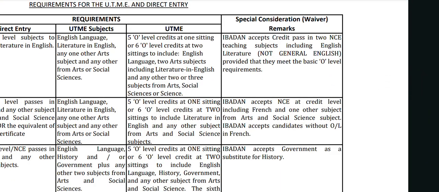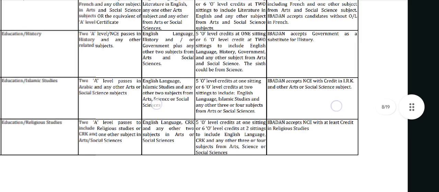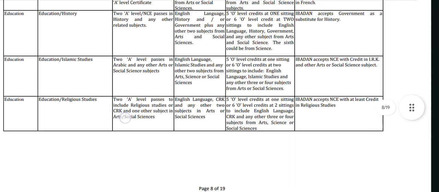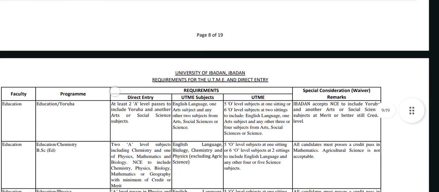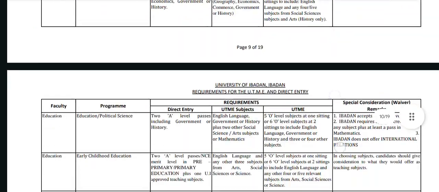So that's that. I'm looking for another one so that you understand: Islamic studies, education and Islamic studies and all that. So all well and good, it goes on like that.